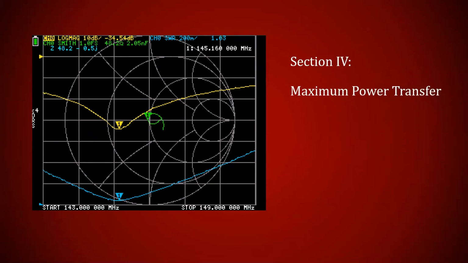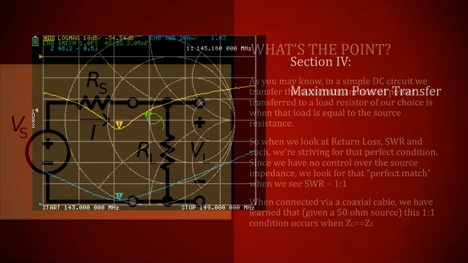Matt asked me to add something here about maximum power transfer, and we're getting to the end here. But I think you know that maximum power transfer is when the load and the source resistance are equal, or in the case of complex loads and sources, when the load is the complex conjugate of the source resistance. I'm not going to really explain it, but this is why we're trying to do this. We're trying to get our transmitter to put as much power into our antenna as possible.